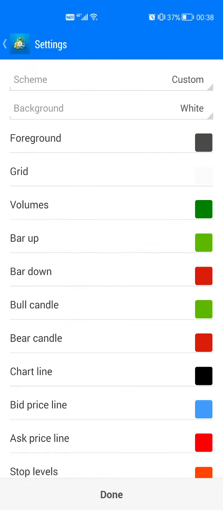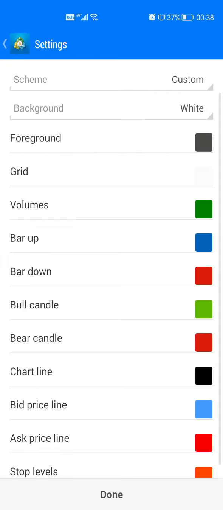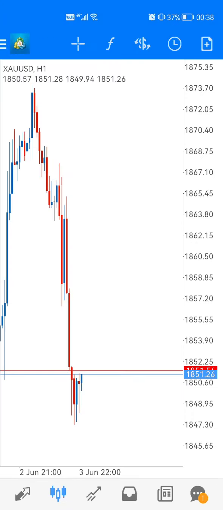Come back, settings. You'd like to change your candlestick color. Let's say we want to change the bullish color, because there's no way you can change the bearish color. You can change it, but the most preferred color for bearish is red. So we're going to click bar up, make sure, and bull candlestick, blue, done. Sweet.